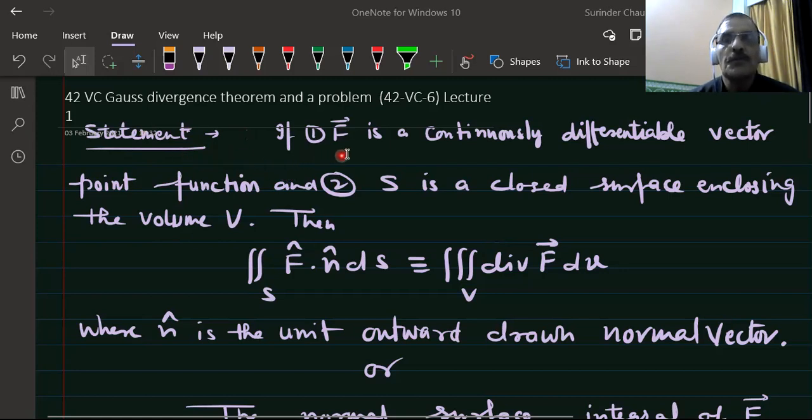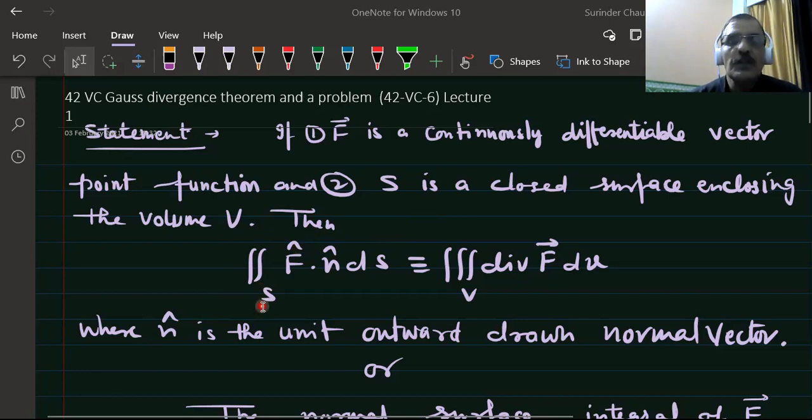The statement is: if F is a continuously differentiable vector point function, and S is a closed surface enclosing the volume V. What do we mean by a closed surface? It means it is either the volume of a cuboid, a rectangular box, or a sphere, anything closed from all the faces. That is the surface of that.